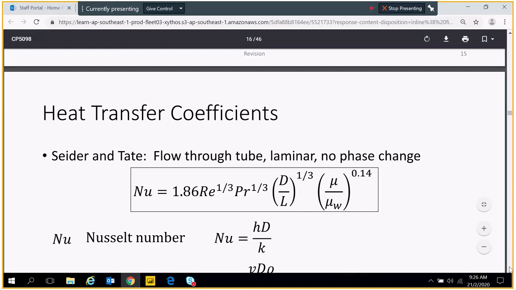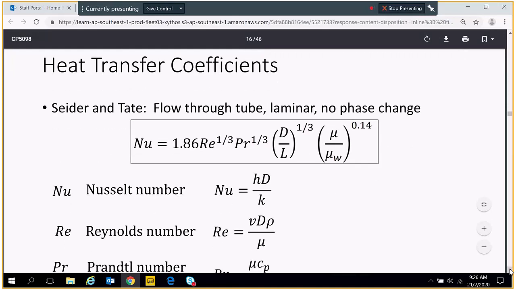No need to memorize this. This is laminar flow, no phase change. No phase change means if, let's say, this is a gas, it remains as a gas. If this is a liquid, it's always liquid. If this is steam, it's always steam. The steam doesn't condense. So that's the meaning of no phase change.